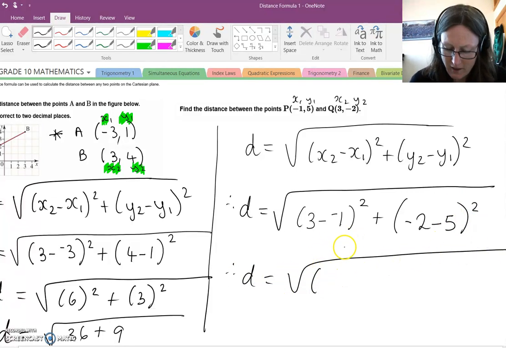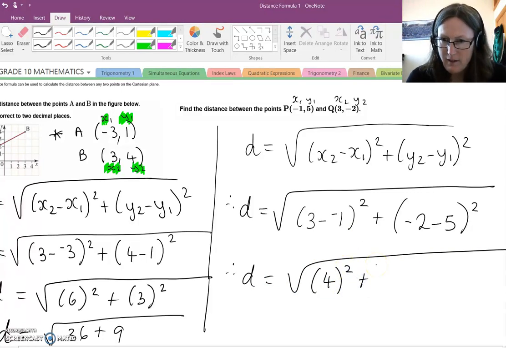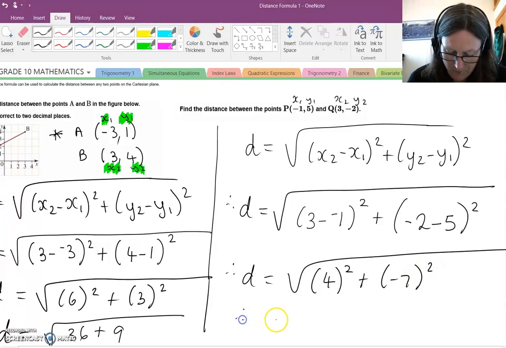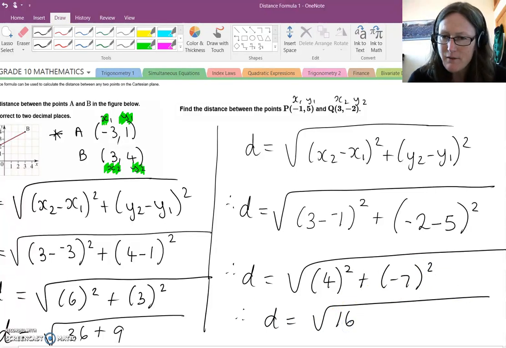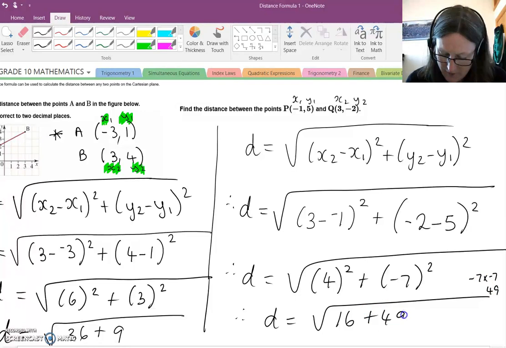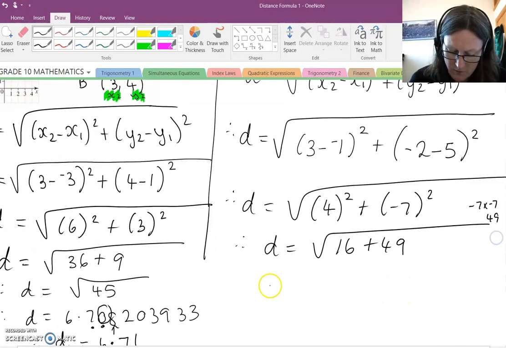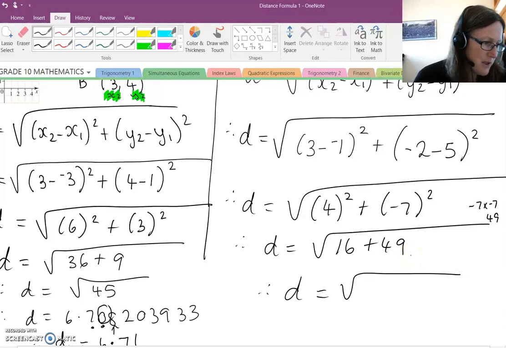Okay, 3 subtract -1 is 4. So 4, and I've got to square that. -2 subtract 5 is -7, so I have to square that. So it's the square root of 4 squared, which is 16, plus -7 squared, which is -7 times -7. 7 sevens are 49, and a negative and a negative is a positive. So the distance between these 2 points is the square root of 16 plus 49, which is 65.